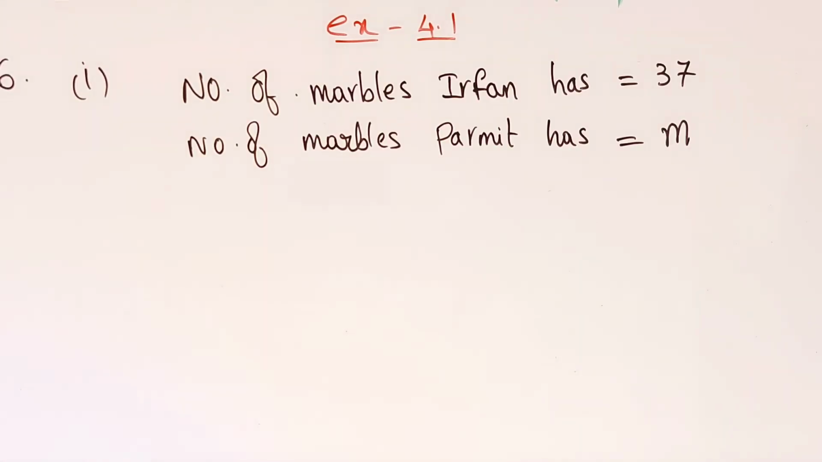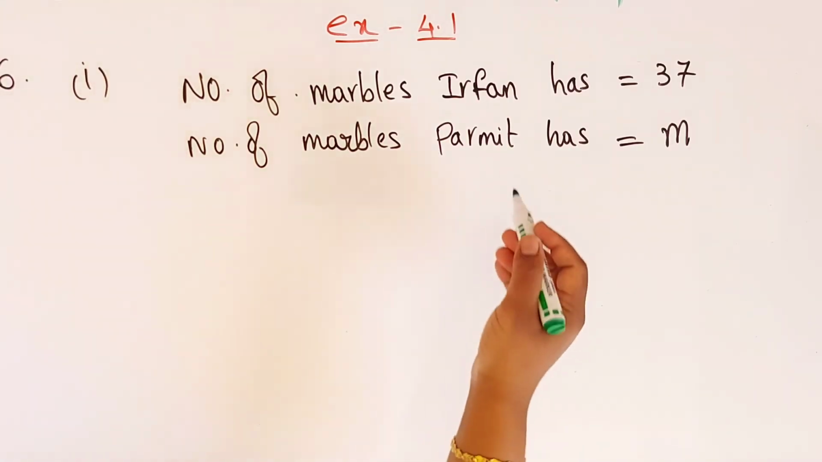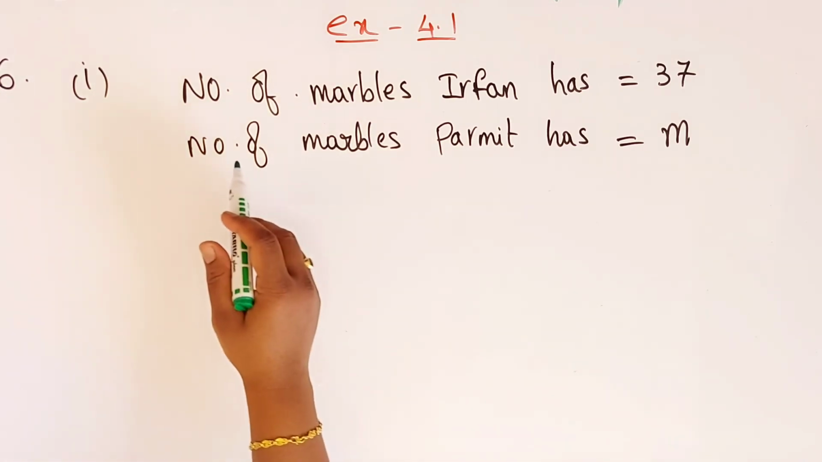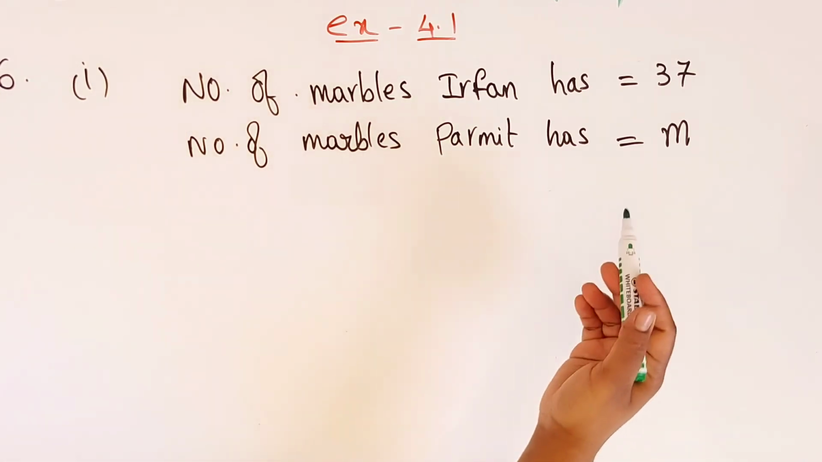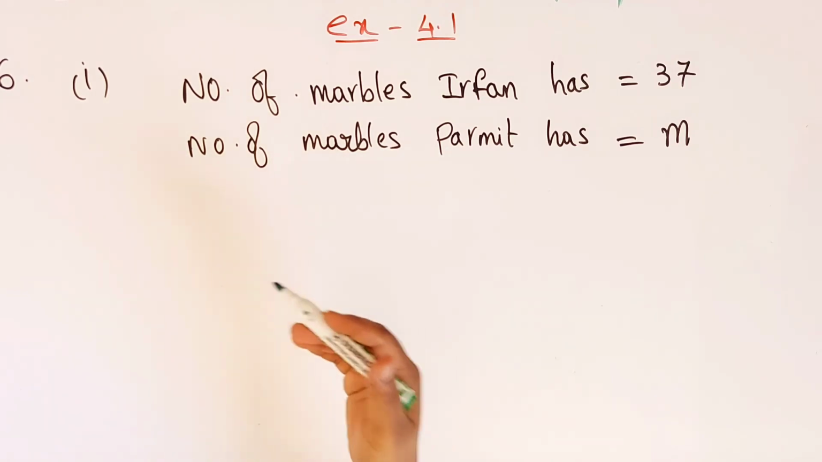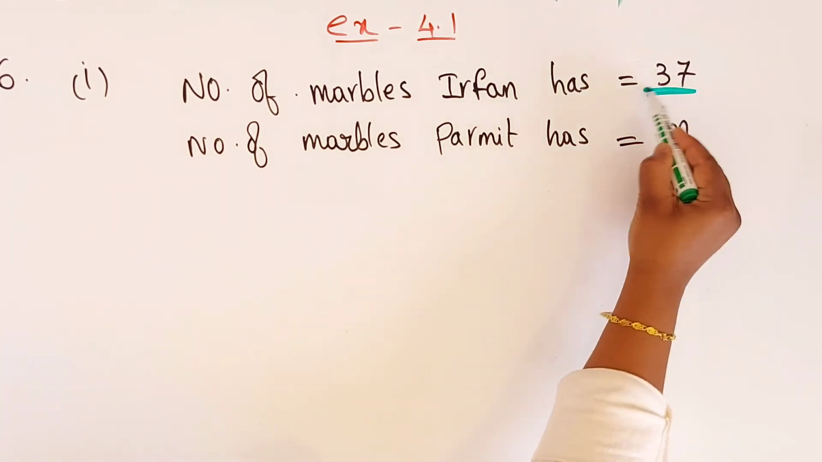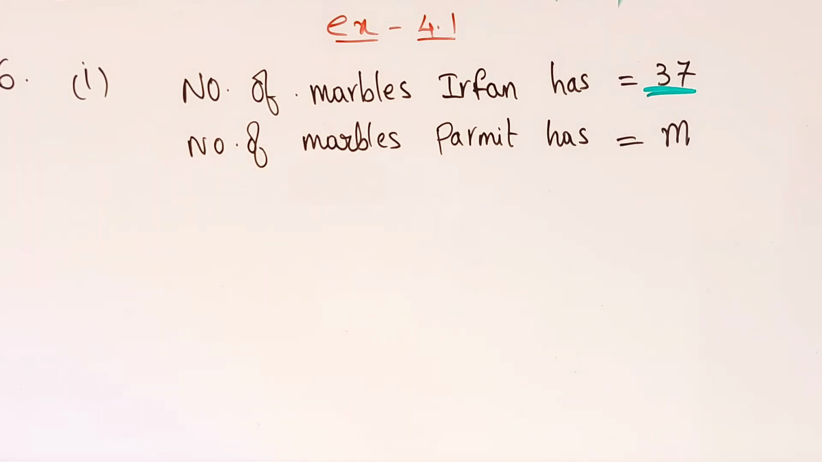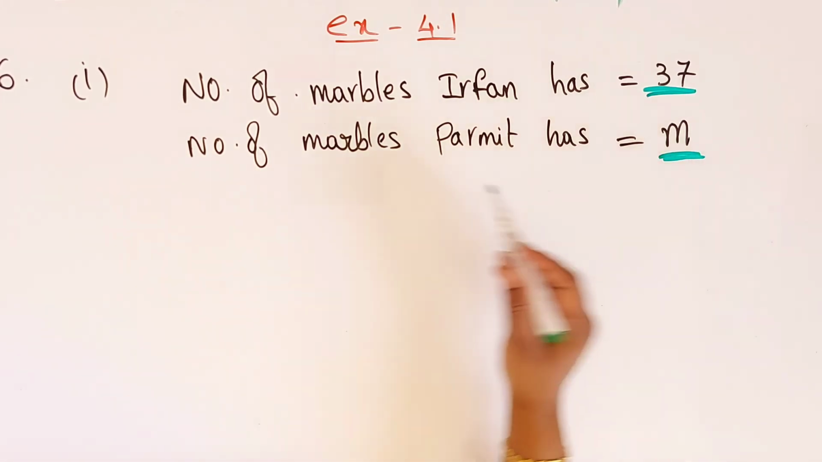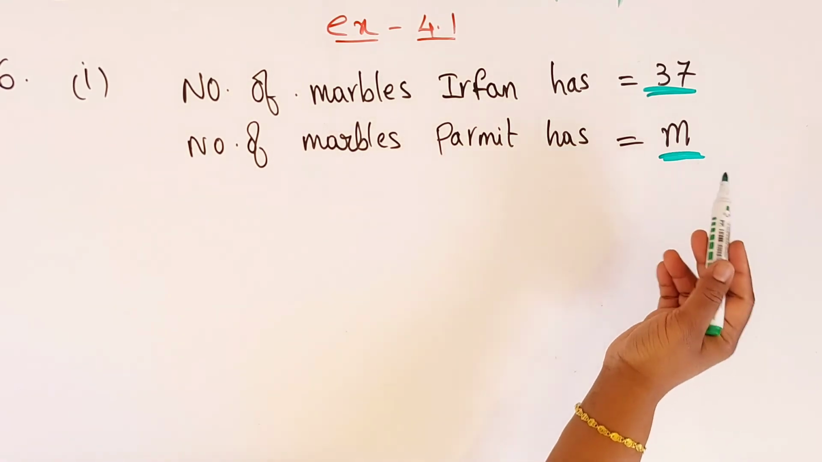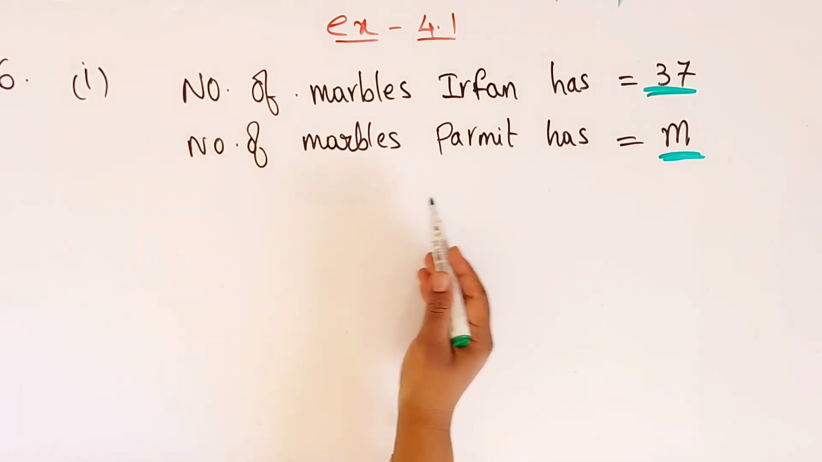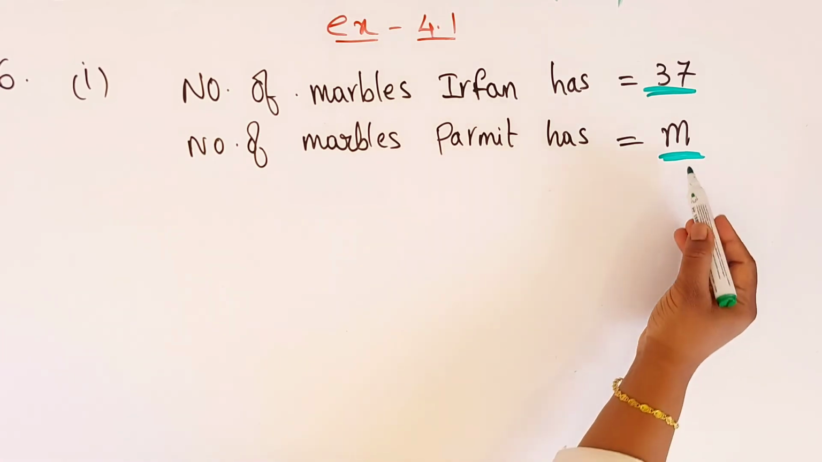Sixth question children, set up an equation in the following cases. First one, Irfan says that he has 7 marbles more than 5 times the marbles Pramit has. Irfan has 37 marbles. Take M to be the number of Pramit's marbles. Right children, number of marbles Irfan has is 37. Number of marbles Pramit has, they said to take M.